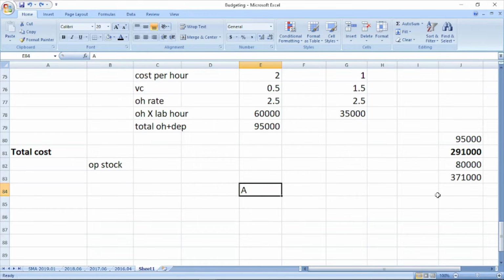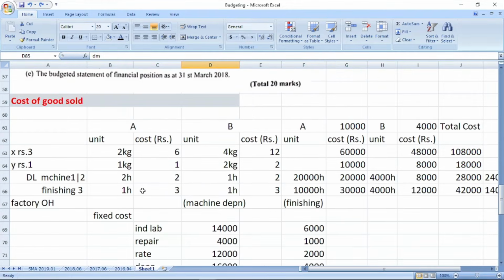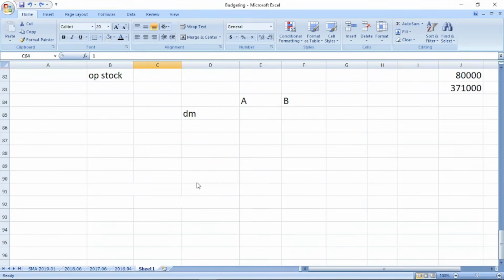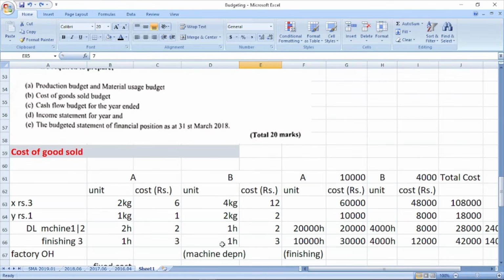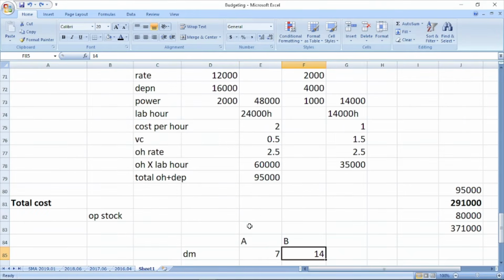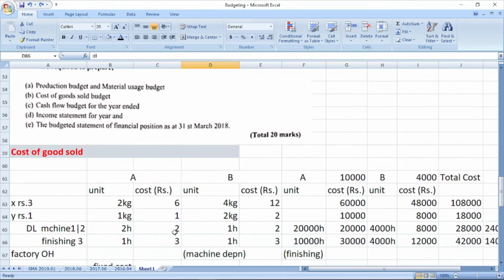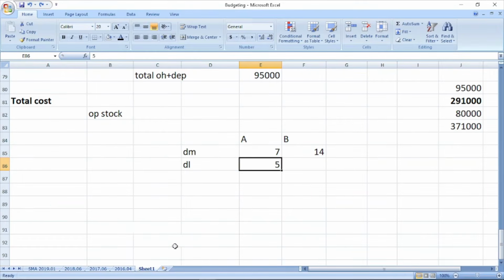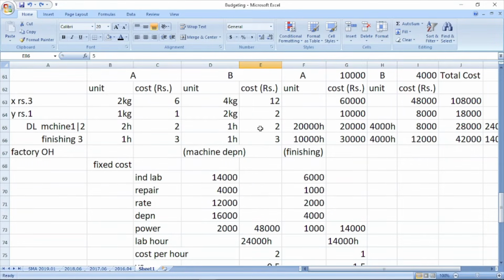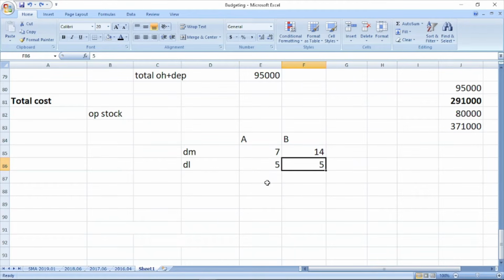Next we get the cost of closing stock. How do we get the cost of closing stock? The direct material of A is 6 plus 1, it is 7, and B is 12 plus 2, it is 14. And direct labor: 2 plus 3, it is 5 for A, and for B also 2 plus 3, it is 5. Next we get the 2.5 and 5, it is machine hours.